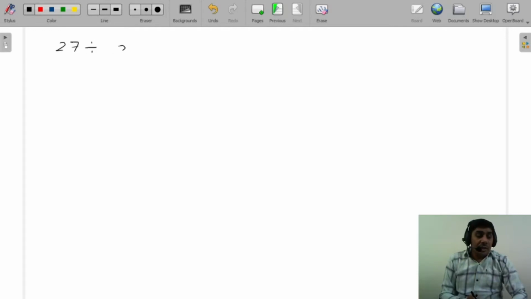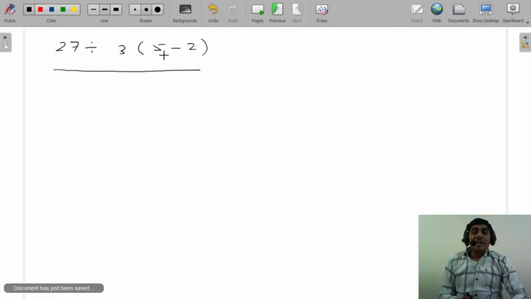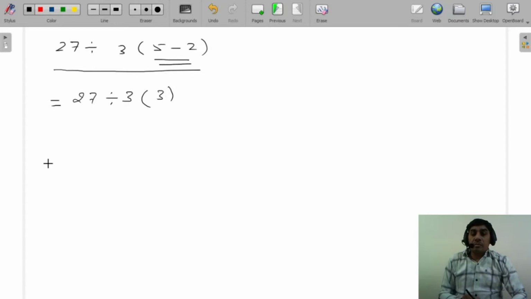The second, 27 divided by 3 bracket 5 minus 2. In this expression we see the bracket appears, small bracket appears. So first we have to solve the bracket. 27 divided by 3 into 5 minus 2 is 3, which is equal to 27 divided by 3 into 3.